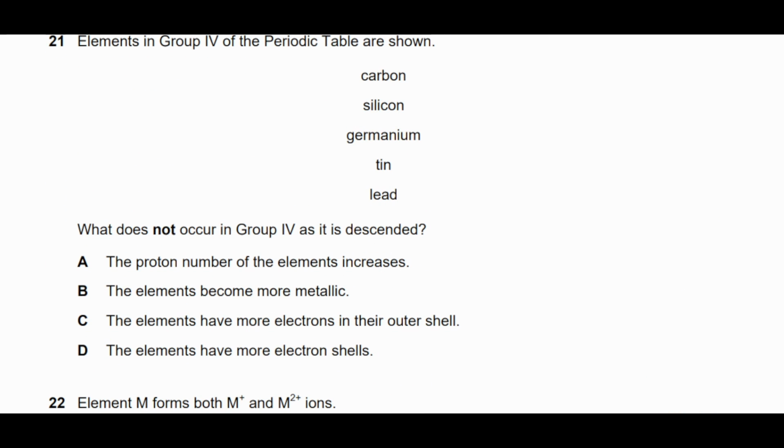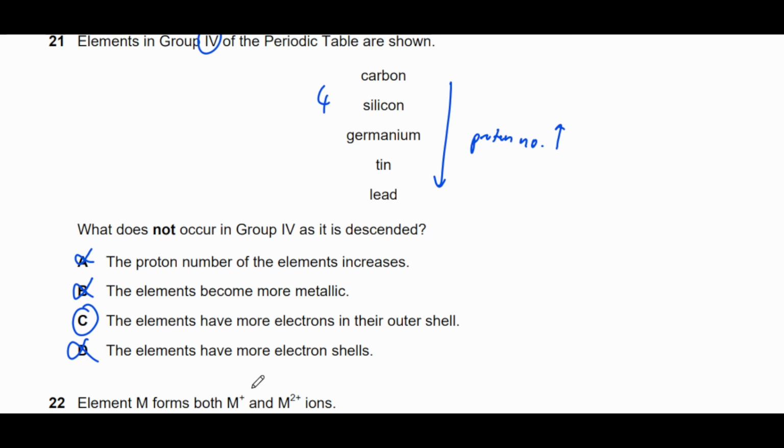Elements in group 4 of the periodic table are shown. What does not occur in group 4 as it is descended? The proton number of the elements increases, that's obviously true, so this is not the answer. The elements become more metallic, that is true, so it's wrong. Elements have more electrons in their outer shell. That is not true, so this is the answer, because since they're all in group 4, they all have 4 electrons in their outer shell. Elements have more electron shells, that is true, so this is wrong.